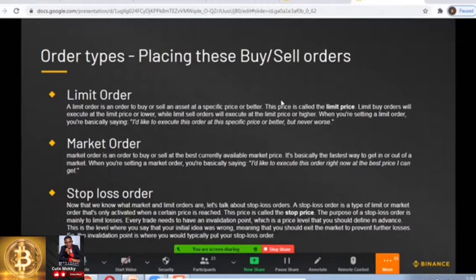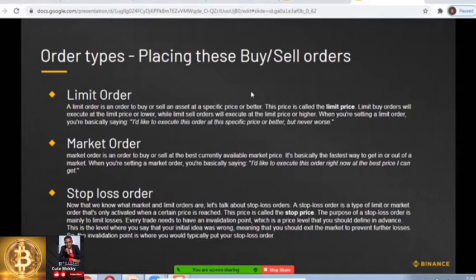Okay, now let's move further. Now we have what we call types of orders in the financial space.